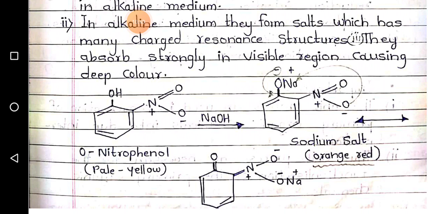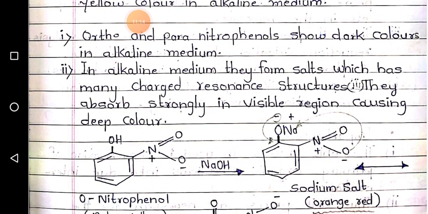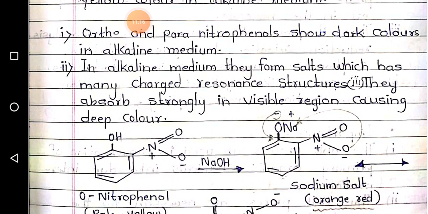Here the example is orthonitrophenol. Its color is pale yellow. In the presence of a base, it changes to an orange-red color, that is the sodium salt. Because when we dip it in the alkaline medium, its structure is converted and forms the sodium salt, and the sodium salt gives the sharp color. So ortho and para nitrophenols show dark colors.